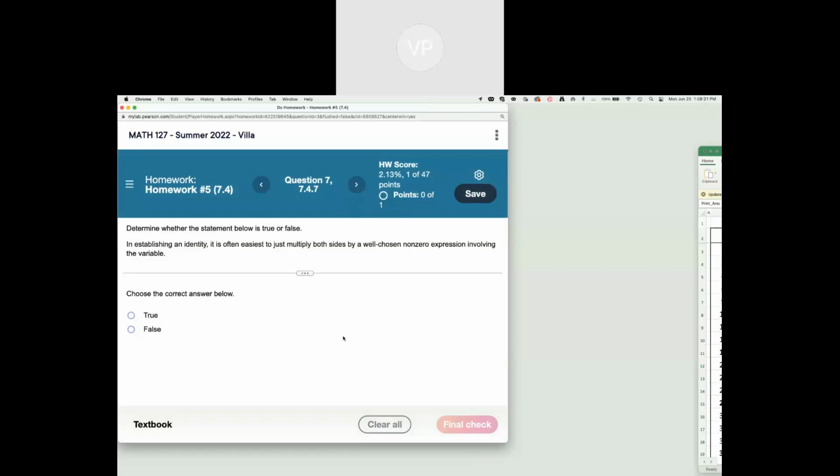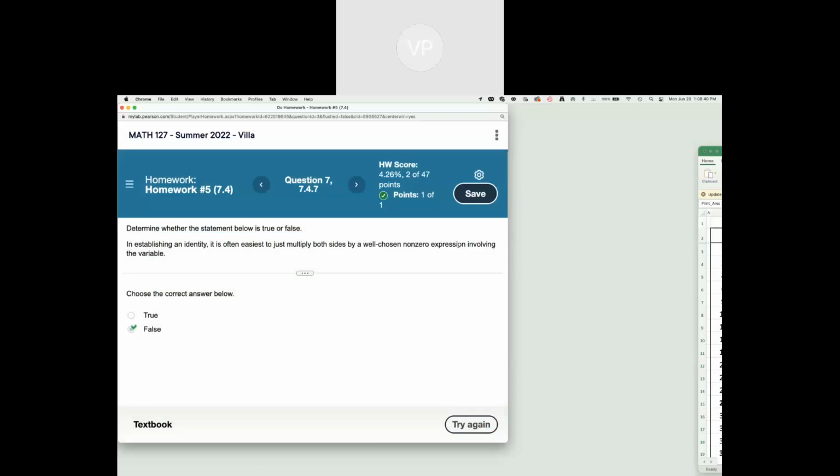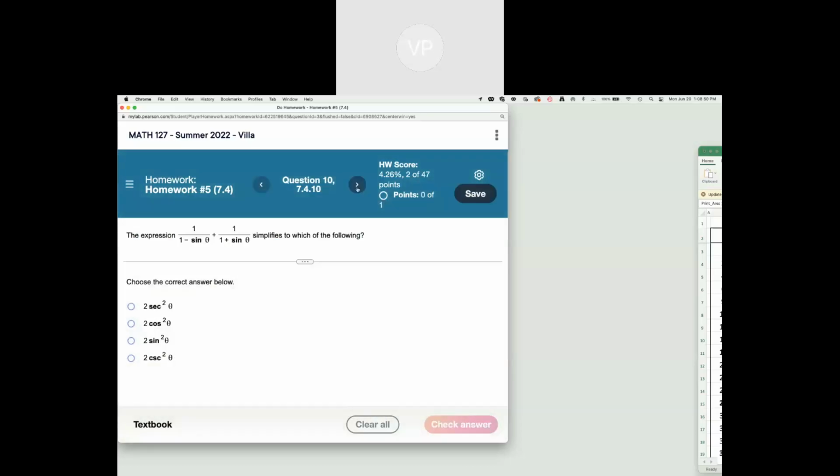Okay, so determine in this particular case whether the statement is true or false. In establishing an identity, it's often easiest to just multiply both sides by a well-chosen non-zero expression involving the variable. Generally, we're not going to do that because we don't want to mix the left and the right side. You like to work with one side independently and then the other side independently. And the big picture is that sometimes when you multiply, you create some false answers. Not usually. You're allowed to do that, but for identities, you really want to pick one side, work with that, and not touch the other side.